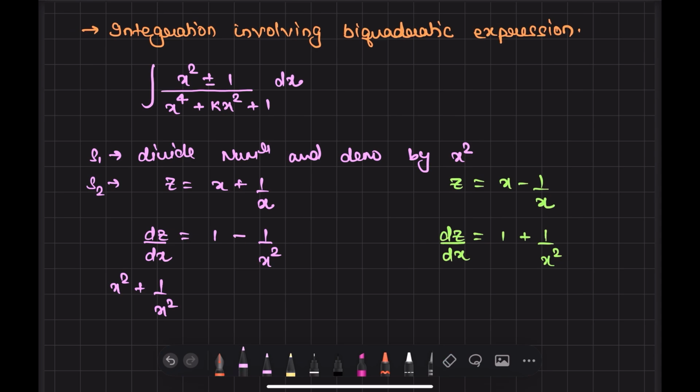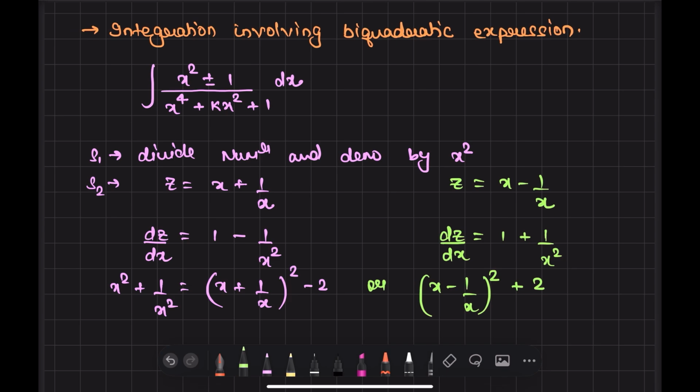Now, how will you manipulate things? Suppose that you have taken this as z. So you have to convert x square plus 1 by x square accordingly. Can I write x plus 1 by x whole square minus 2? So we have converted it in z. Or suppose we want to convert it into green, we can go with x minus 1 by x whole square plus 2. Okay, so this way you will be manipulating the denominator.